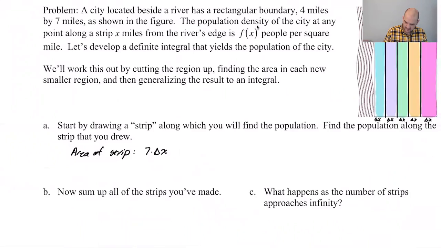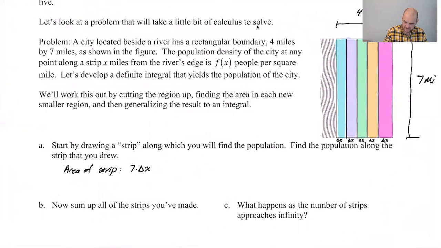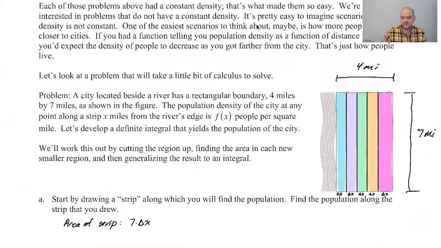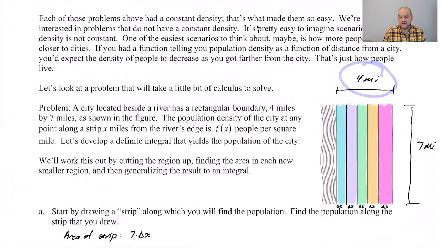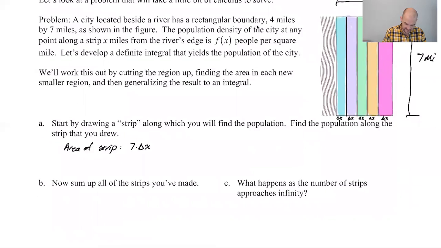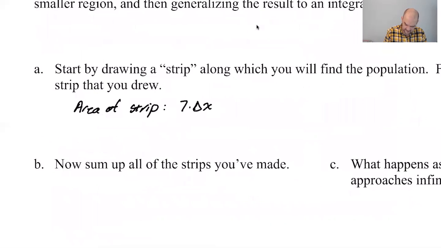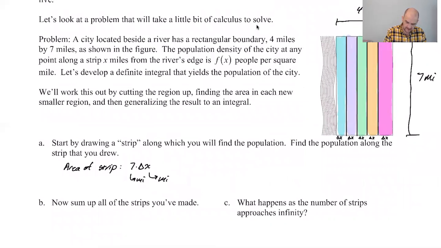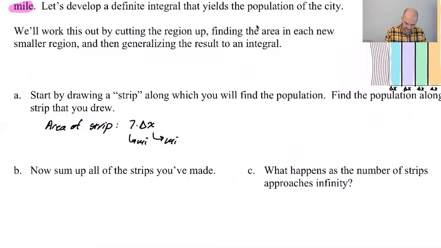Now the question becomes, what's delta x? Well, I think delta x is going to be 4 divided by the number of strips that we decide to make. So 4 divided by n. I think that's going to be delta x. This is in miles, and this is in miles. The density is f of x people per square mile. So how many people live in the strip?